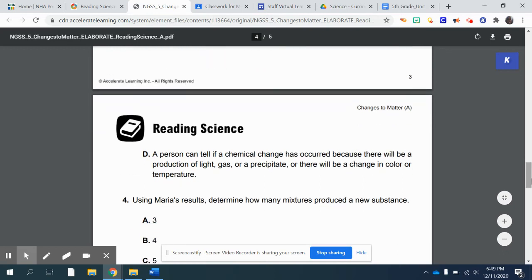D, a person can tell if a chemical change has occurred because there will be a product of light, gas, or a precipitate, or there will be a change in color or temperature.